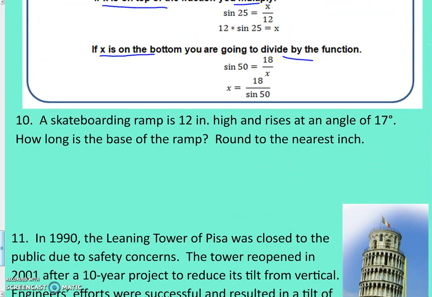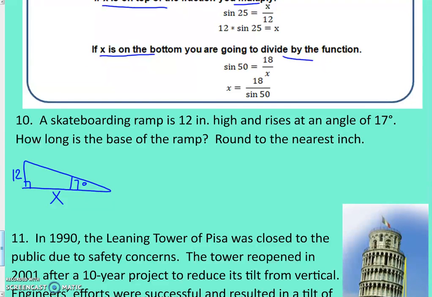All right, so a skateboarding ramp is 12 inches high and rises at an angle of 17 degrees. How long is the base of the ramp? So my ramp is going to be a triangle, a right triangle, and they want to know how long the base of the ramp is going to be, not the ramp itself. So it's telling you that it is 12 inches high, and it has a rise of 17 degrees. And you want to find out how long the base of the ramp is.